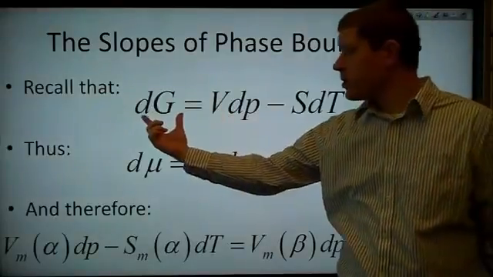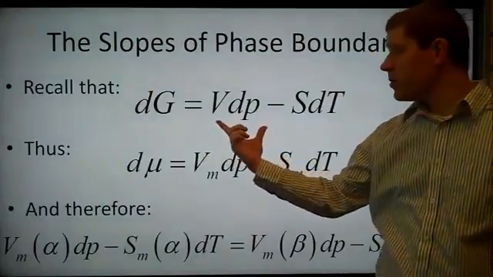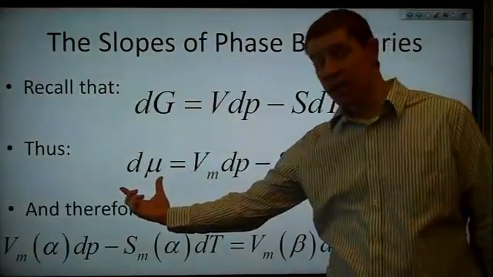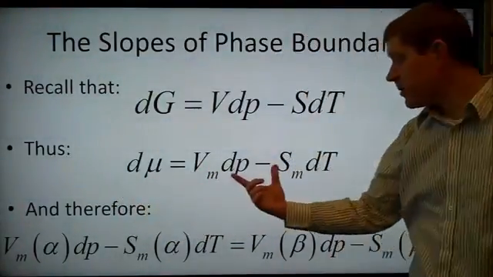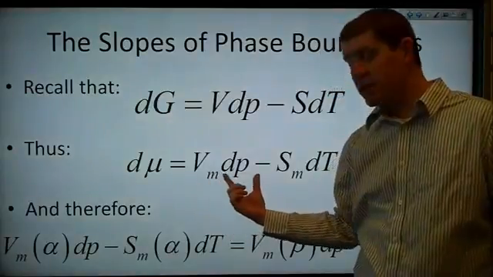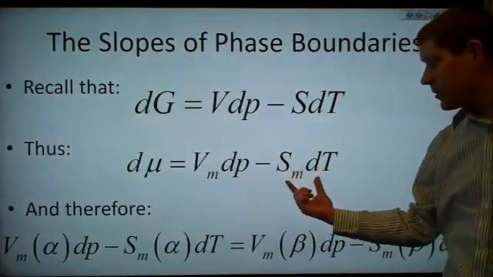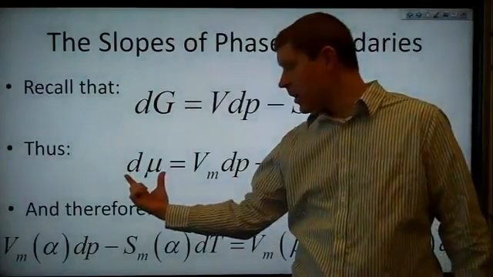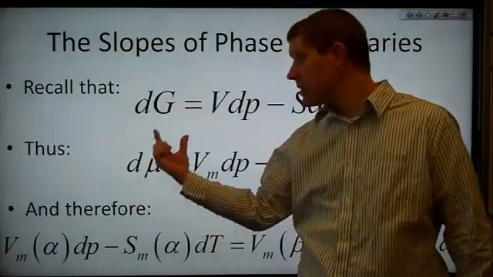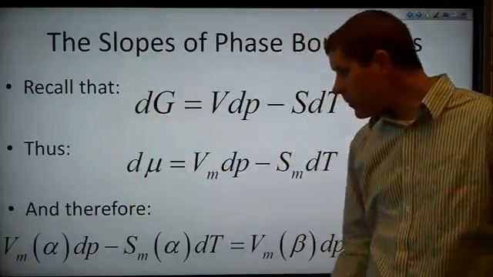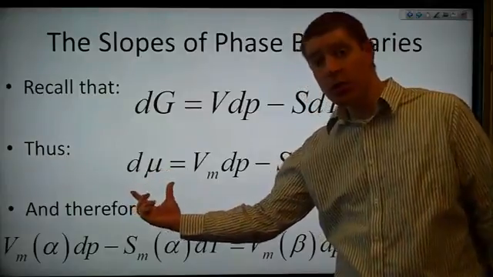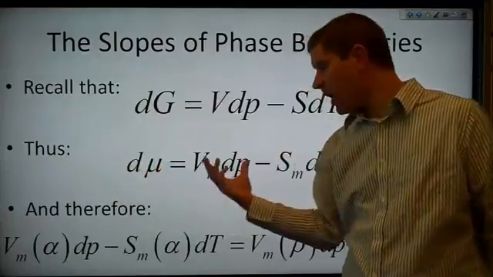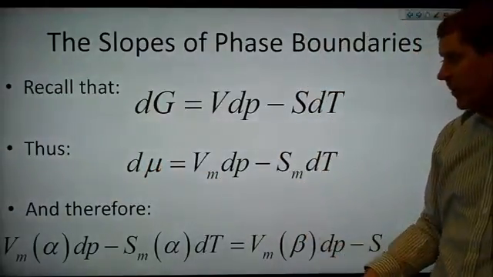And also recall that the change in Gibbs energy is equal to VdP minus SdT. And thus the change in chemical potential has to be equal to the molar volume times the change in pressure minus the molar entropy times the change in temperature. Remember that we're using these molar quantities because mu, the chemical potential, is the molar Gibbs energy. And so by saying d mu, we're fixing that we have a change in molar Gibbs energy, so we have to have molar volume and molar entropy here.